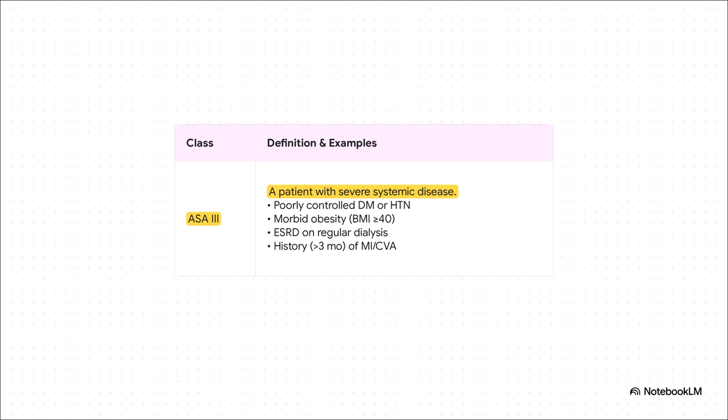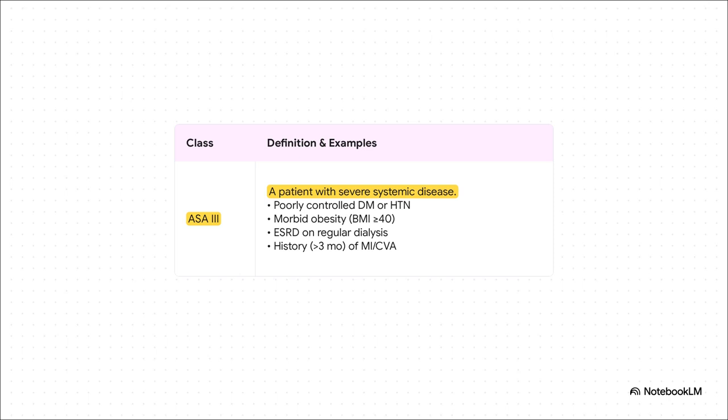Now, pay attention here, because the jump to ASA 3 is a big one. We go from mild to severe systemic disease, and now it is causing some real functional limitations. This is where control is everything. That patient with diabetes or hypertension that's all over the place, that's an ASA 3. Morbid obesity, a BMI of 40 or more, that also falls right here.